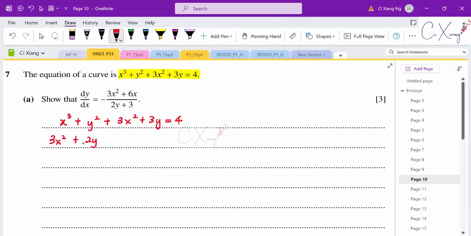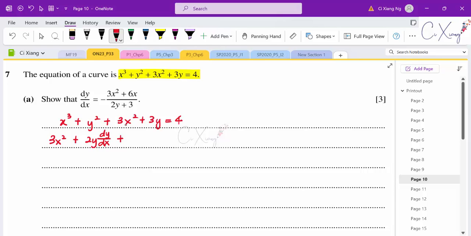Now, because we are differentiating y with respect to x, what you need to do is write dy/dx at the back. For x also, we actually need to write dx/dx times 1 because dx over dx is a 1, so usually we don't write it out. But for y, you have to write dy/dx because it is not a 1, so you have to write it out purposely.